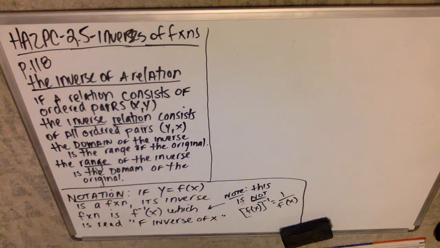This is Honors Algebra 2 Pre-Calc. We're doing section 2.5, which is inverses of functions. So on page 118 in your book, you'll see the inverse of a relation.